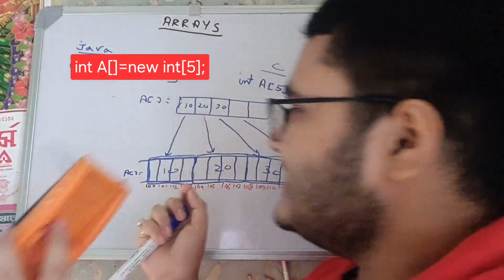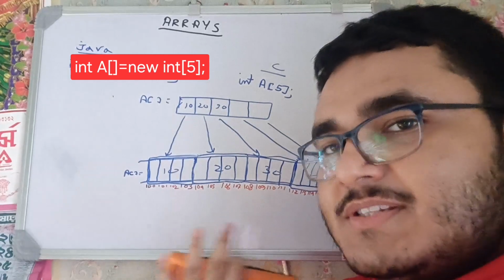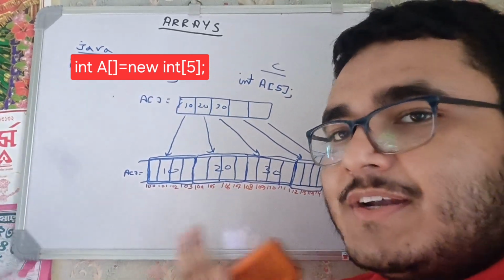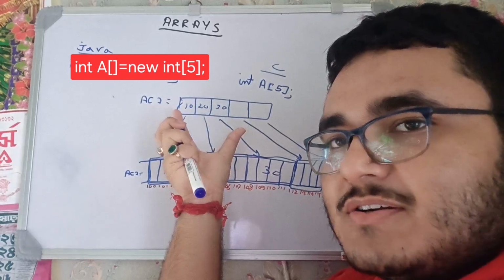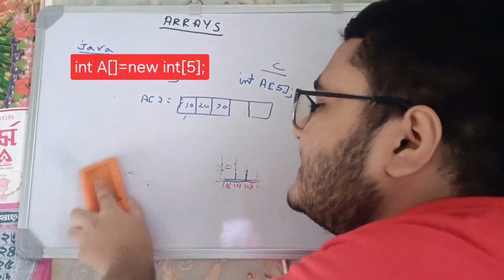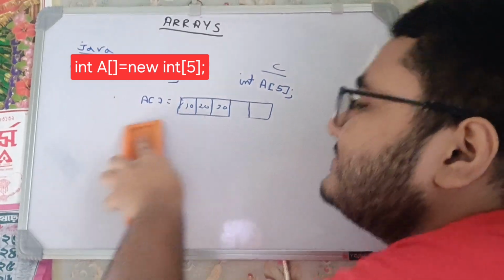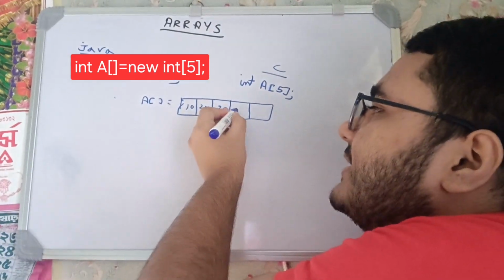Now I am erasing this. I hope it is clear how memory gets allocated. In short, we will always be using this structure, the shorthand form of an array. So say 10, 20, 30, 40, 50.